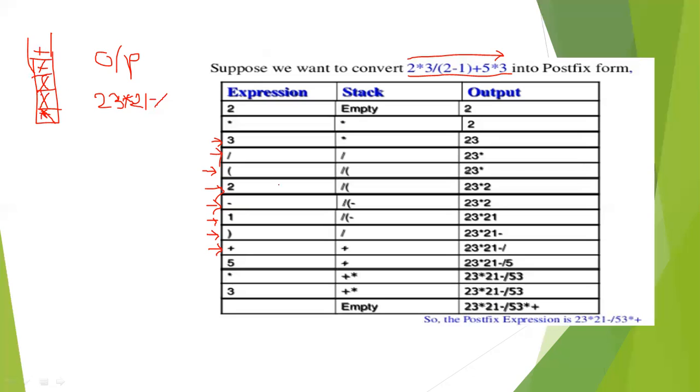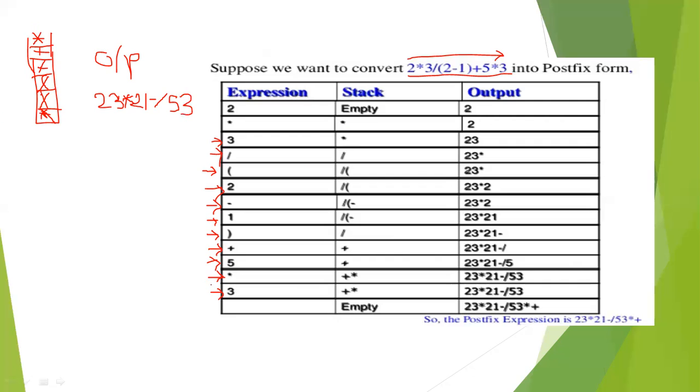After that, 5 comes. 5 is an operand, so simply append it. Next is the multiplication operator. The multiplication operator has higher priority than the plus, so I can push it onto the stack top. Now the next thing is an operand, so we have to append it.